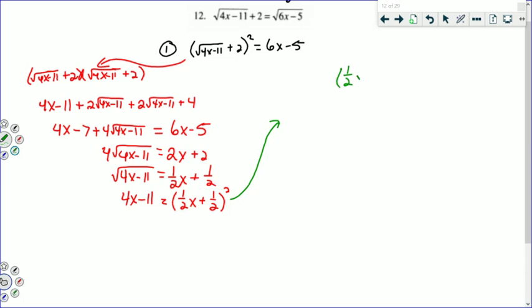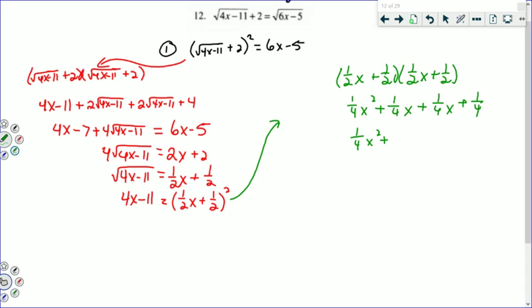1 half x plus 1 half times 1 half x plus 1 half, and we distribute. So this is 1/4 x squared plus 1/4 x plus 1/4 x plus 1/4. Combining like terms, we have 1/4 x squared plus 1/4 plus 1/4 is 2/4, or 1 half x plus 1/4, and that all is going to equal 4x minus 11.